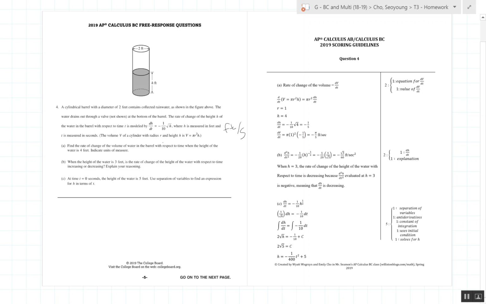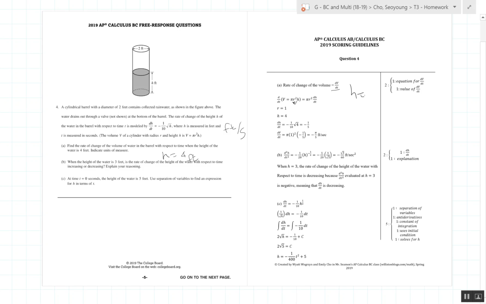For A, we need to find the rate of change of the volume of water in the barrel with respect to time when the height of the water is 4 feet. That means h equals 4 feet. Rate of change of the volume is dV/dt, and we can take the derivative of V equals pi r squared h. And since it is a cylindrical barrel, the radius never changes, so you can just treat r squared as a constant. So that is pi r squared dh/dt.